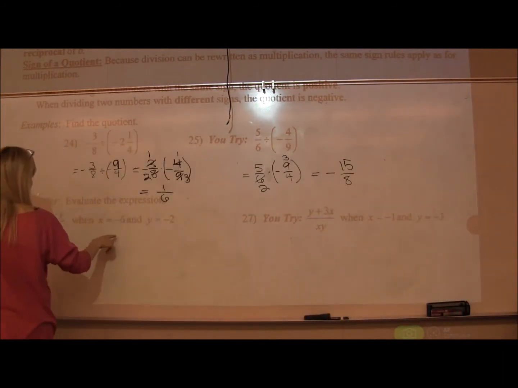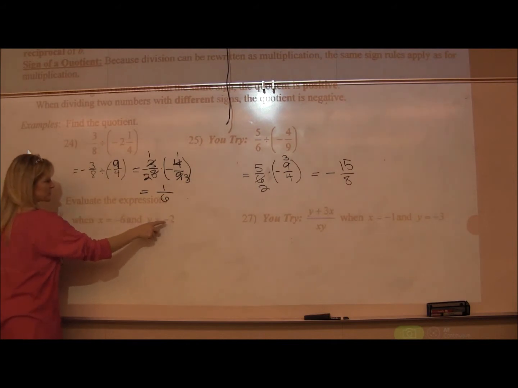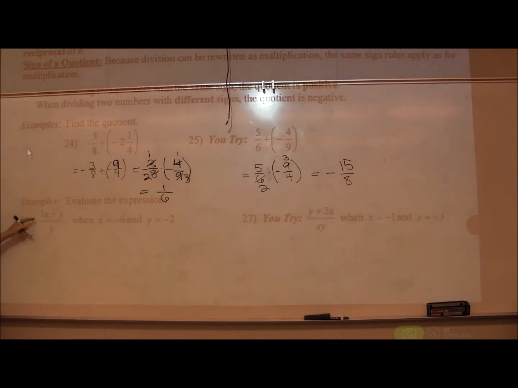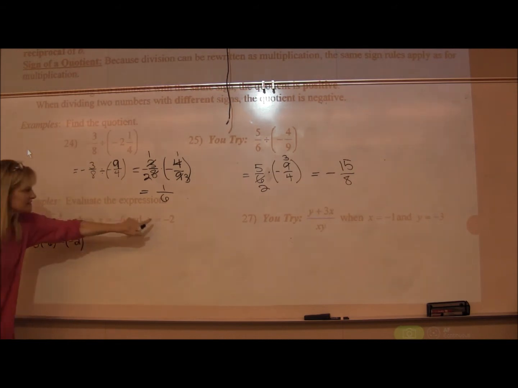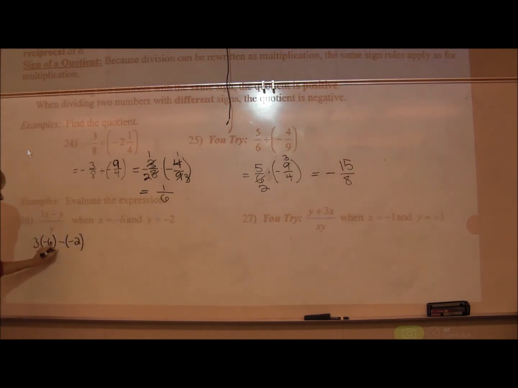Evaluating the expression. Here's where we substitute in the values of the variables into the expression. This one's going to have a lot of negatives, so we're going to put the negative 6 every time we see x. So this is 3 times negative 6 minus negative 2. Watch those negatives. It's minus a negative over negative 2.